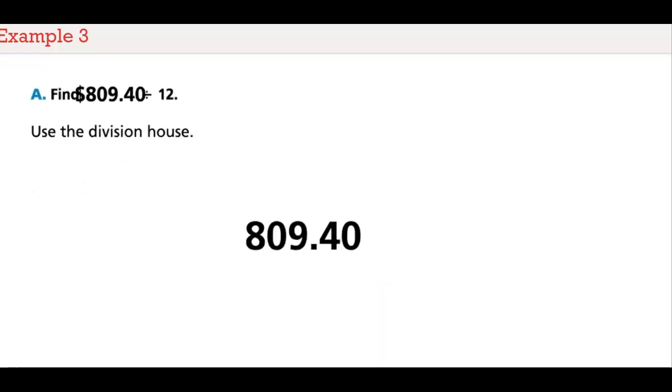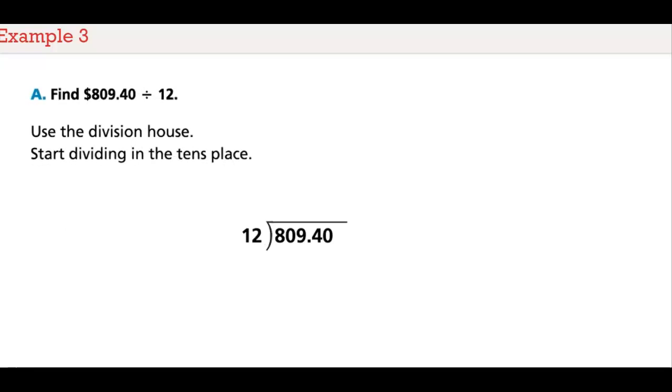Now write the dividend in the division house, and then write the divisor. Start dividing in the tens place. 6 times 12 is equal to 72, the greatest multiple of 12 that is less than 80. So 6 is the first digit of the quotient.